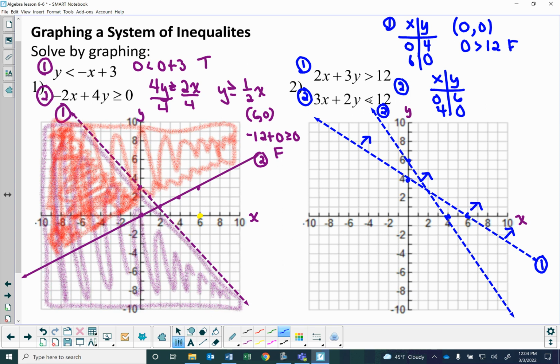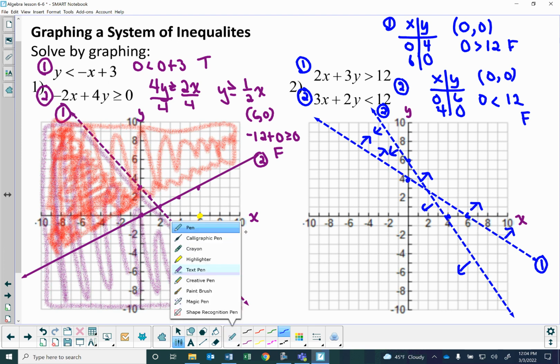Now I'm going to test a point here, so I'm going to test 0, 0 again. So I will have 0x plus 0y, which both is 0, is less than 12. That's true. 0 is less than 12. So I need to shade to the direction where 0 is going. So on equation number 2, I need to shade this way. So you can see where the arrows are pointing at each other would be in this section right through here. So I'm going to shade this.